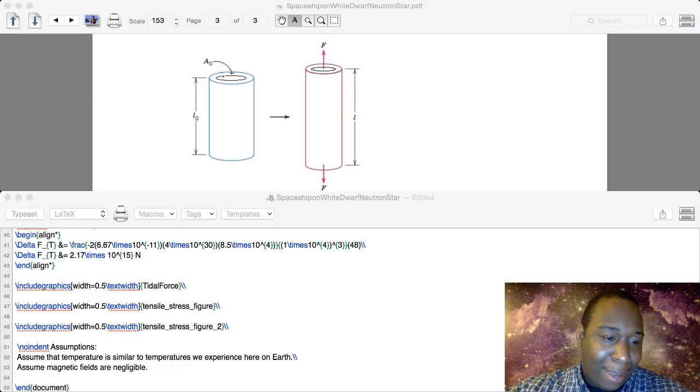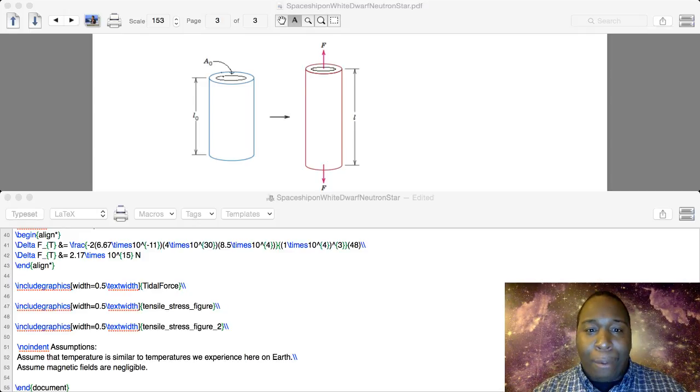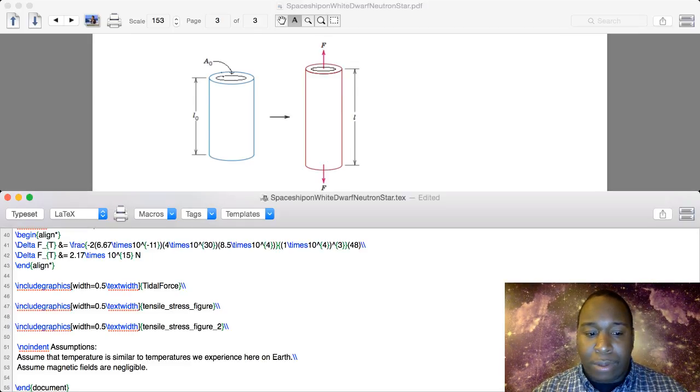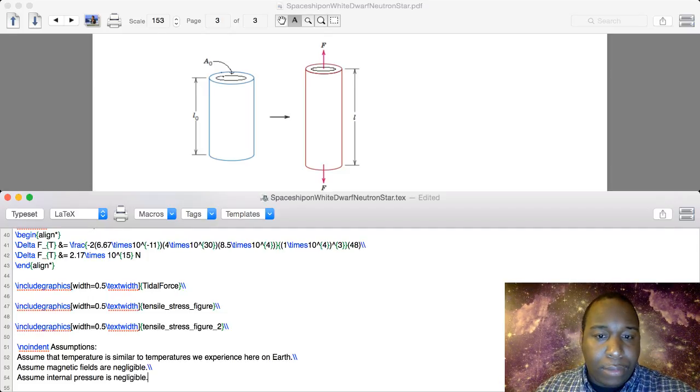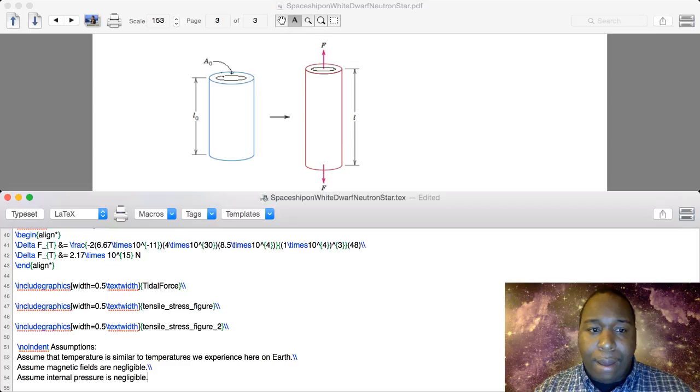But let's see. I'm also going to assume one more thing, that the internal pressure is also negligible and will play no role in our problem. And I think this should be good enough for being able to continue with the problem. Yeah, I think this is good enough.